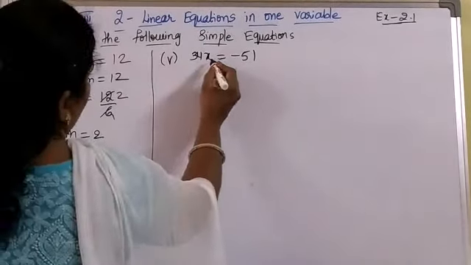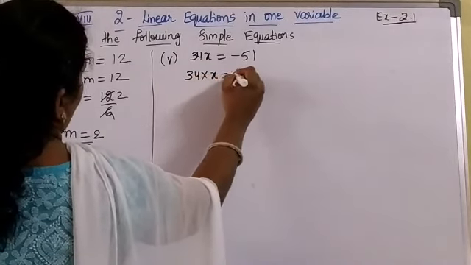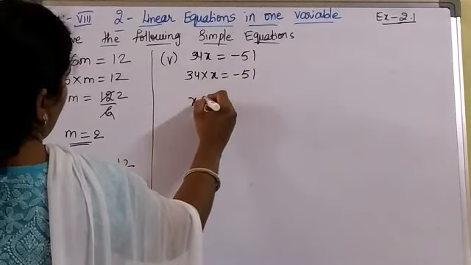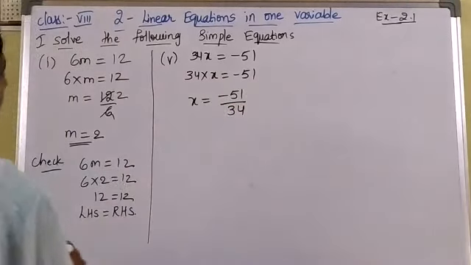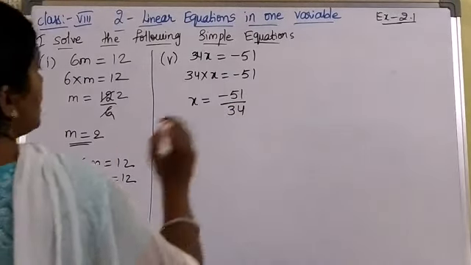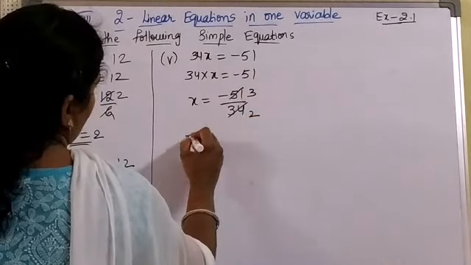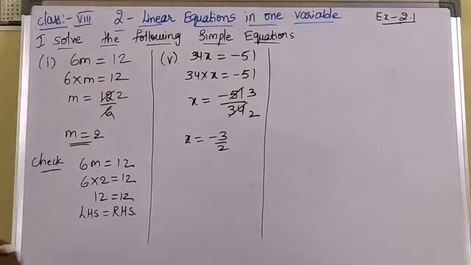Coming to the next, 34x is equal to minus 51. So 34 into x equal to minus 51. Now when multiplication transposes to the other side it will become division. Here minus 51 by 34. And 34 and 51 will go in which table? 17 table. 17 3s are 51, 17 2s are 34. So x equal to minus 3 by 2 is the answer.